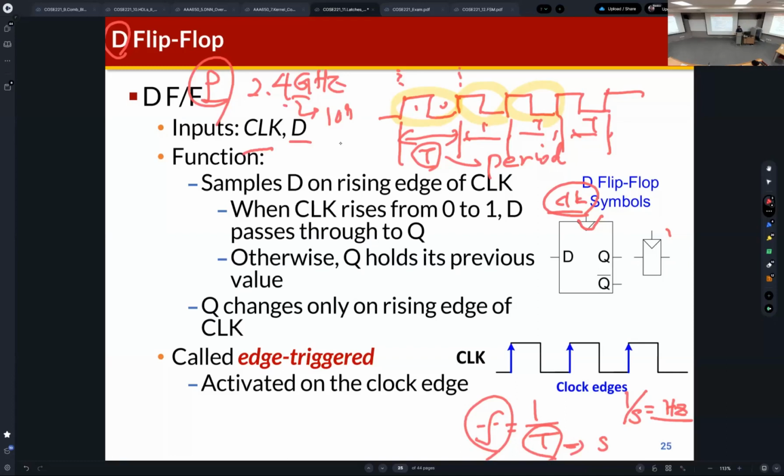Okay, so this is the clock signal. The clock signal repeats 1 and 0. This rising and falling of the signal are repeated again and again in the circuit. So this is the clock signal. Then what is the function of the D flip-flop?